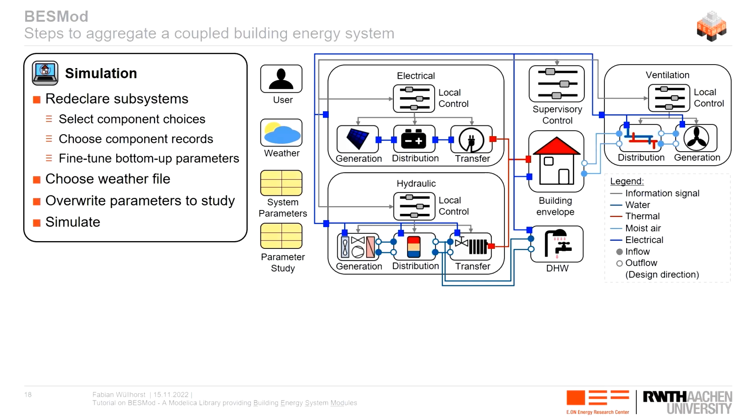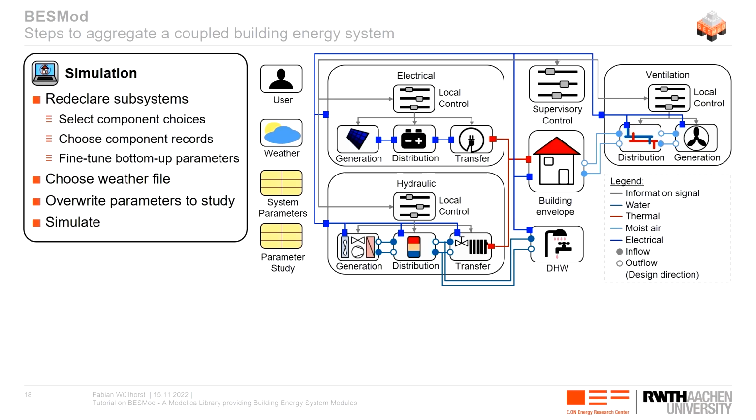You have to select component data and fine-tune if you want some bottom-up parameters, for example, room set temperature. Then you have to choose a weather file and override if you need parameters which you want to study. So for example, I'm doing design optimization. So I maybe want to analyze the size of the heat pump, and then I can select a record here which contains this parameter to study. And then you can click on simulate and it will hopefully work.